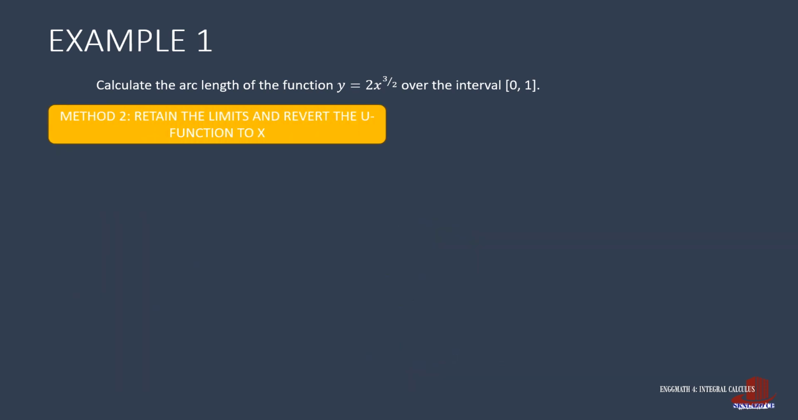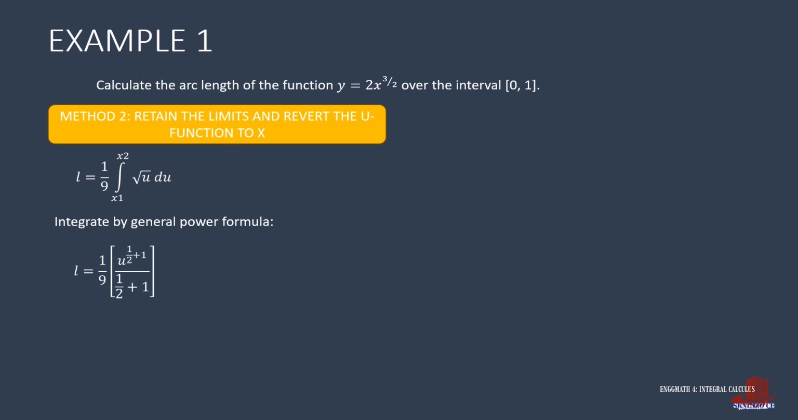The second method of integrating the function is to retain the limits but then we transform u back into x. Let's get back a few steps before the transformation, when we had L as equal to 1/9 of the root of u du. Integrate the function by general power formula and have 1/9 of u raised to 1/2 plus 1 over 1/2 plus 1, which can be simplified as 1/9 times 2/3 of u raised to 3/2, and even simplified further into 2/27 of u raised to 3/2.